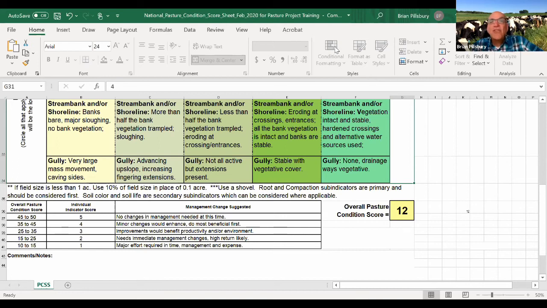I want to stop sharing the pasture condition score now, and I'm going to bring back the PowerPoint on resource concerns.